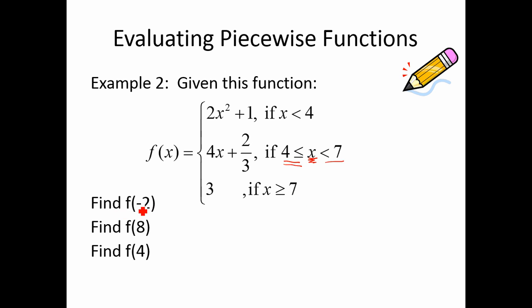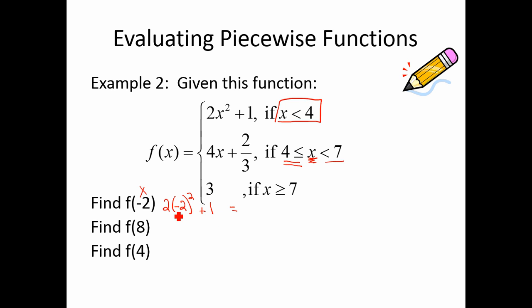It says find f of negative 2. That means plug in negative 2 for an x value. So where would I plug that? Into the top part, the middle part, or the bottom part? Well, the top piece says if x's are less than 4, that's the one I'm going to use. And because the negative 2 is less than the 4, yep, that's the part that I want to use. So I'm going to plug it in there. So it's 2, negative 2 goes in parentheses so I can square it, and then plus 1.